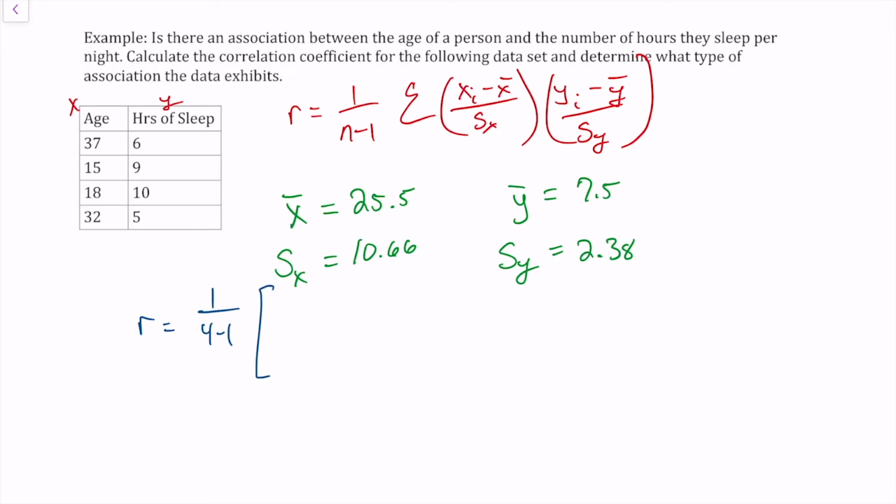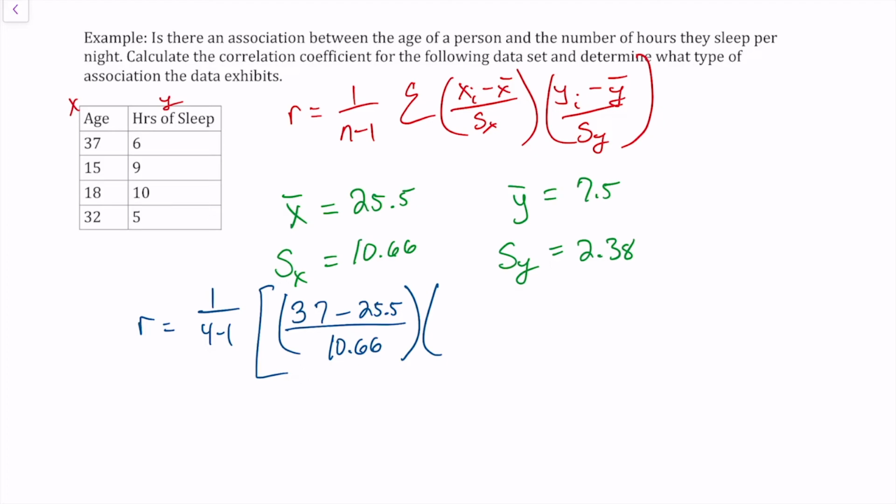So I'm going to do a bracket, times the summation of xi minus x bar. What I do is I take my first x value, which is 37, minus the mean of the x values, which is 25.5. And I put that over the standard deviation for the x variable, which is 10.66. Okay? And then this thing gets multiplied by the y stuff.